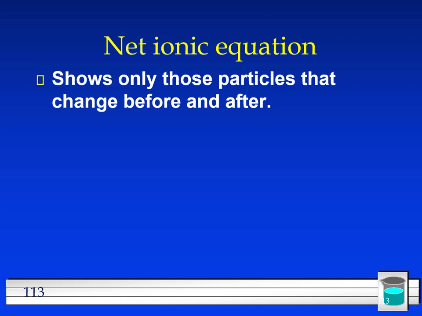A net ionic equation shows only those particles that actually changed. The Fe3 plus was dissolved, the OH minus was dissolved. When I'm done, they were not dissolved. That's what really changed.